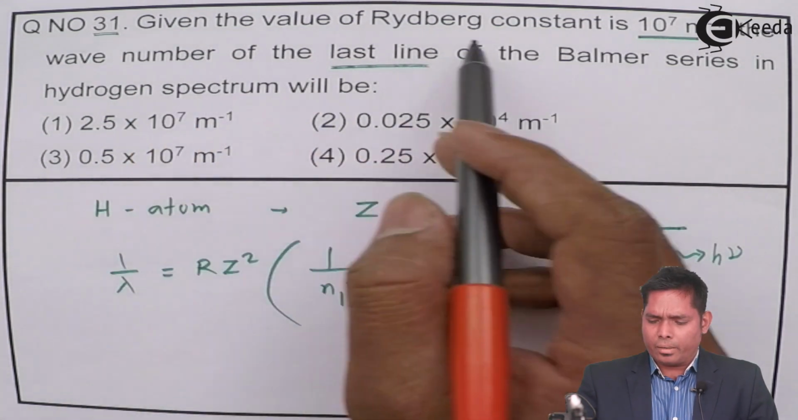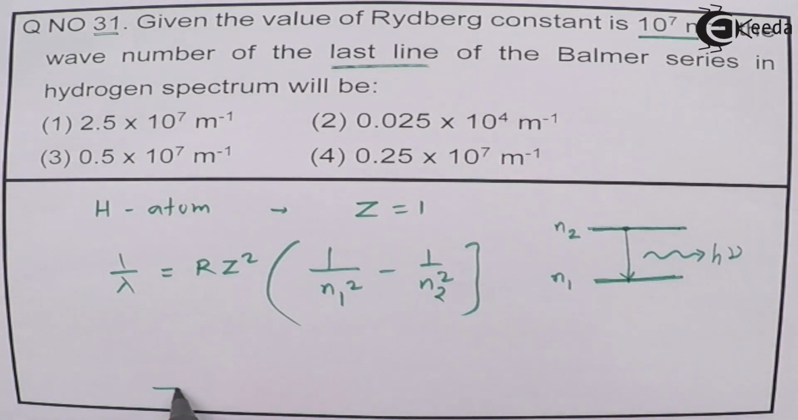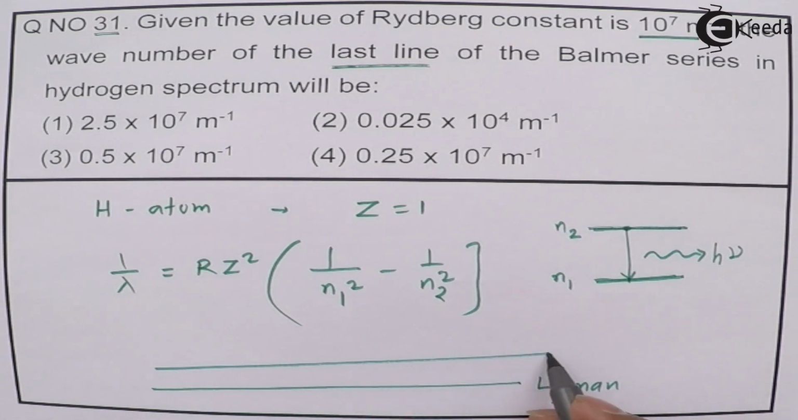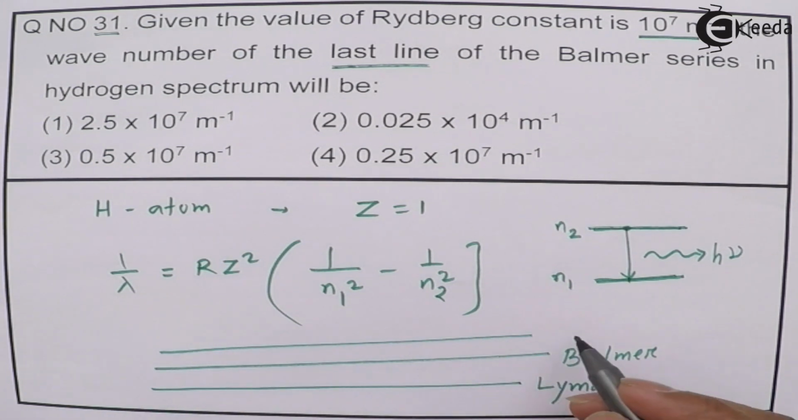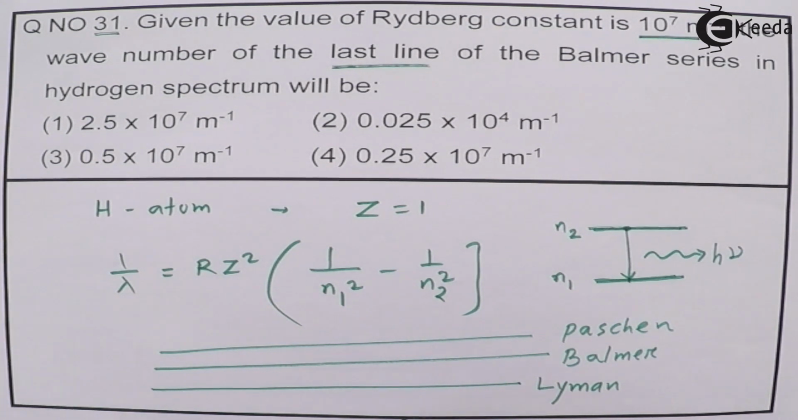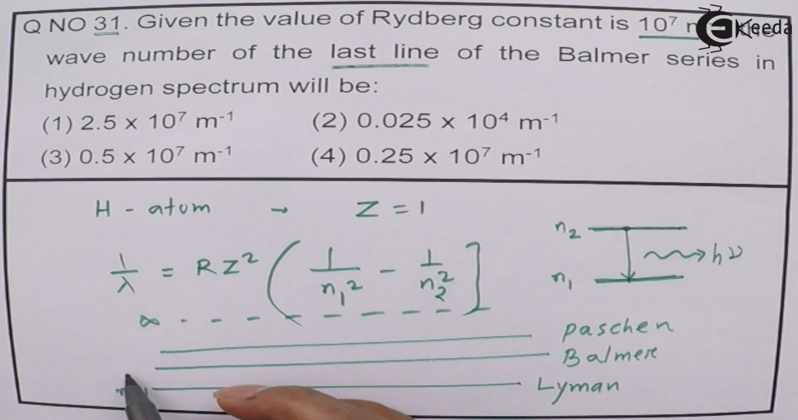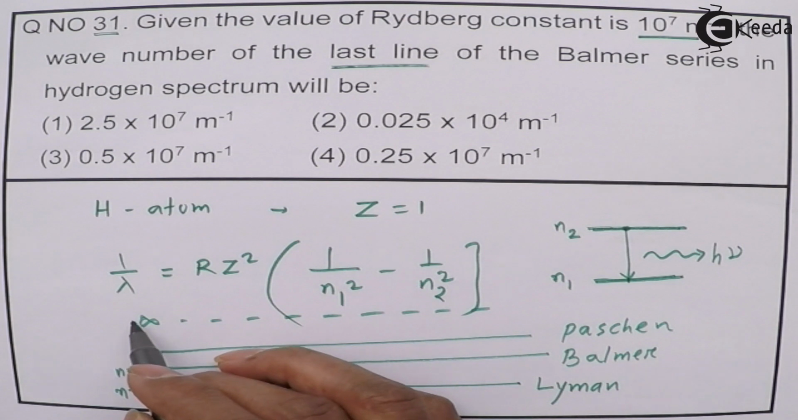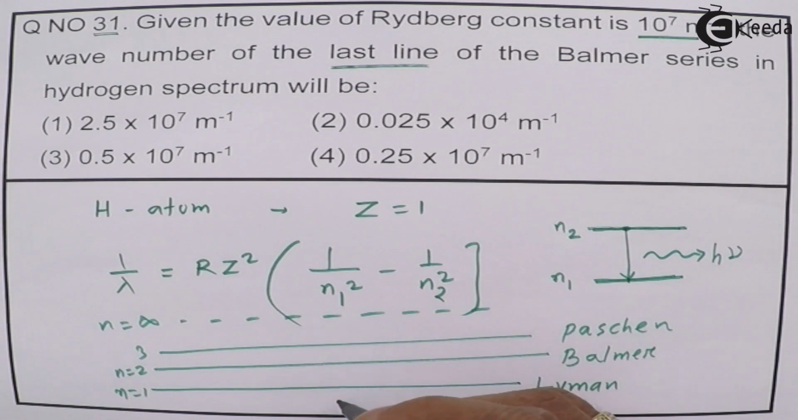Now, in a hydrogen spectrum, the first line is Lyman, the next one is Balmer, third one is Paschen, and so on. Here n is 1, this is n is 2, 3 and so on. This is n equals to infinity. This is the last line from where it can jump to any orbit.